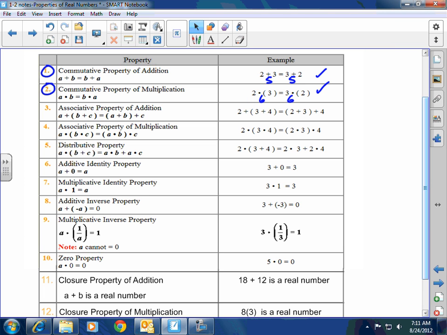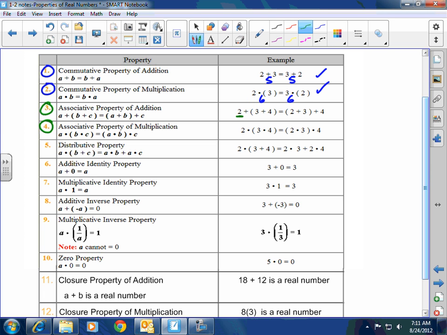You then have the associative property of both addition and multiplication as well. The associative property of addition and multiplication are very similar to the commutative property, except they deal with parentheses. Now, that does not mean that every time you see a parenthesis, you are going to have an associative property activated. No. In order for you to activate the associative property, look at what happens here.